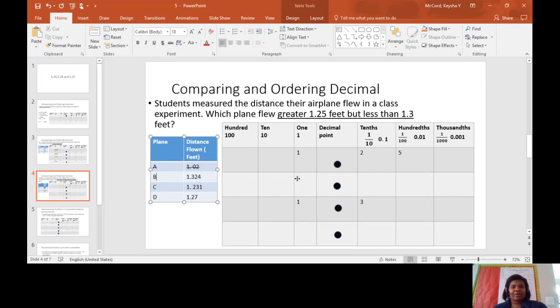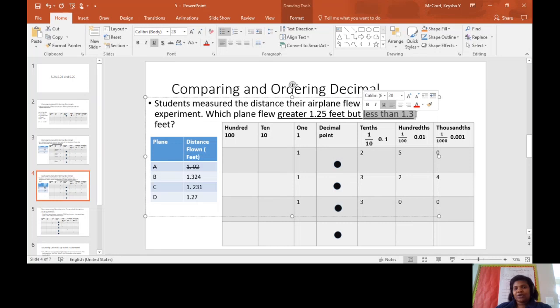Let's try plane B. 1, 3, 2, and 4. Now, if we look here, plane B has a number in the thousands and in the hundreds, but I don't have that in my other 2 numbers. So I'm going to add a 0 to help me fill in that space. And now I'm ready to compare. So 1, 1, 1, they're all the same. Okay. 2 and 3. Well, 3 is greater than 2. So it meets this first rule right here.